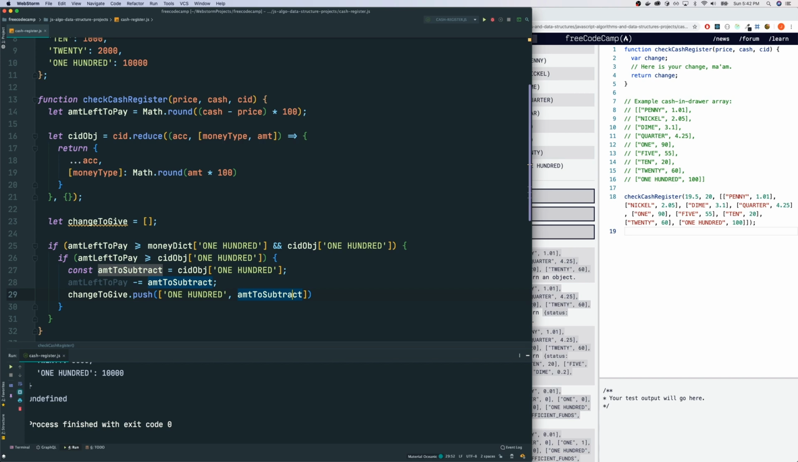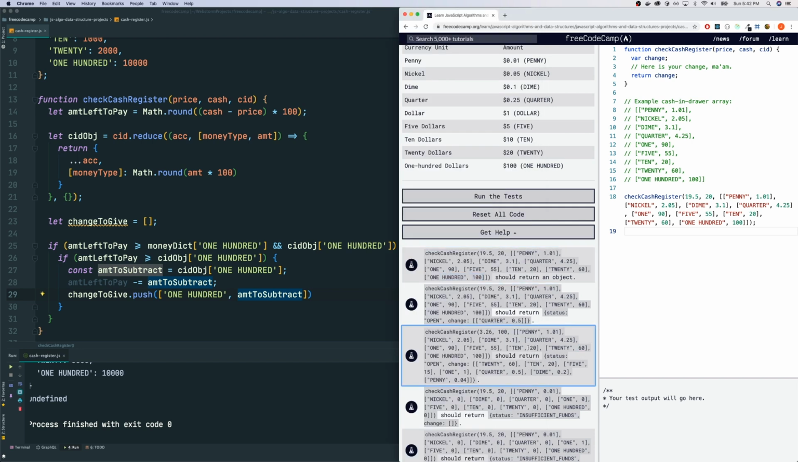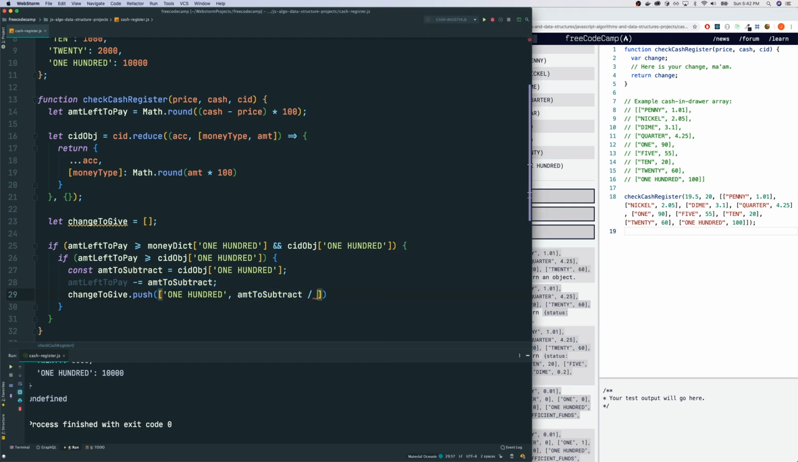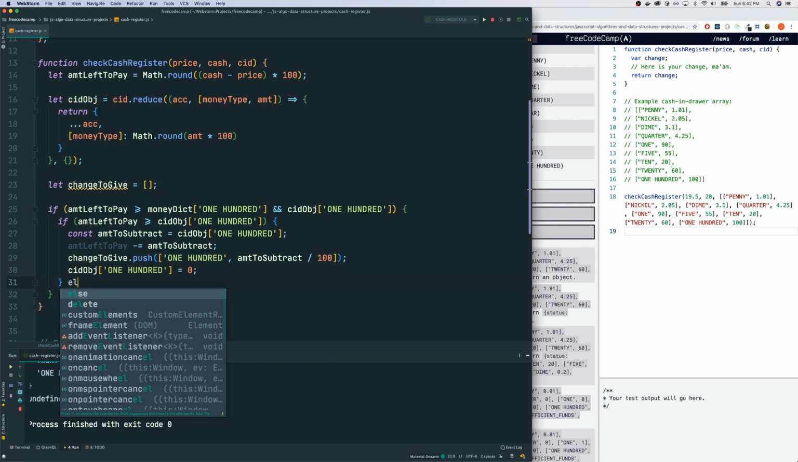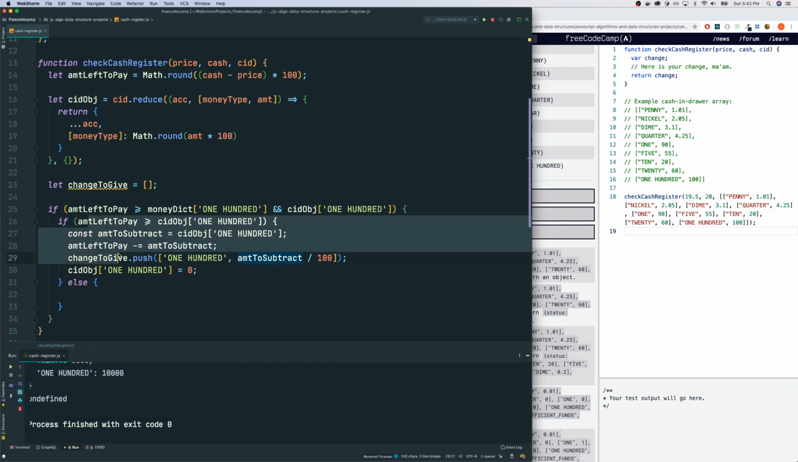However, we gotta be very careful because this is right now multiplied by 100. Later when we return it, we want to return it with the proper values, right? So how about we just do amount to subtract divided by 100. That should work. All right, and finally, we want to subtract from the CID object. So CID object of 100 should just be now 0 because we took out everything, right? Else. So that was the case when the amount left to pay was greater than all the amount that we had in our $100 bills.